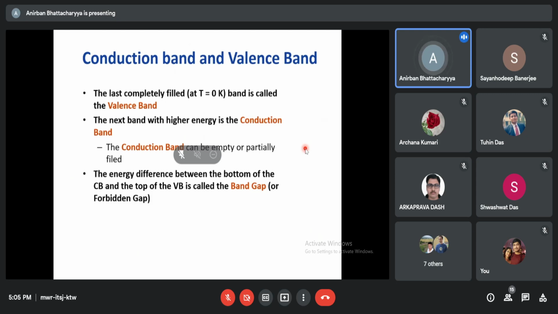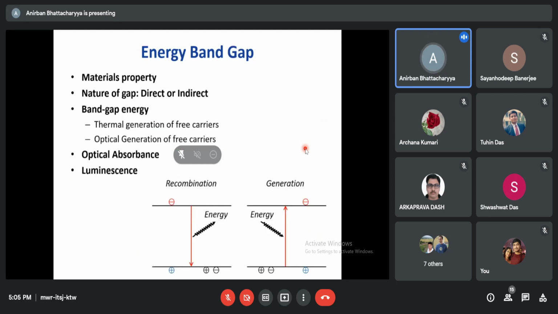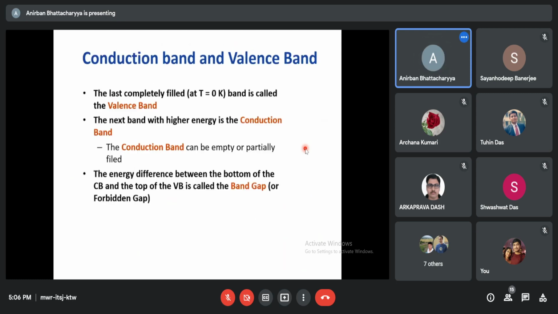And the energy difference between the top of the valence band and the bottom of the conduction band is the band gap, which we know. Incidentally, what happens when it's partially filled and what happens when it's empty? Just a recap. At temperature T equal to zero, if the conduction band is partially filled, what is it called? And if it is empty, what is it called?